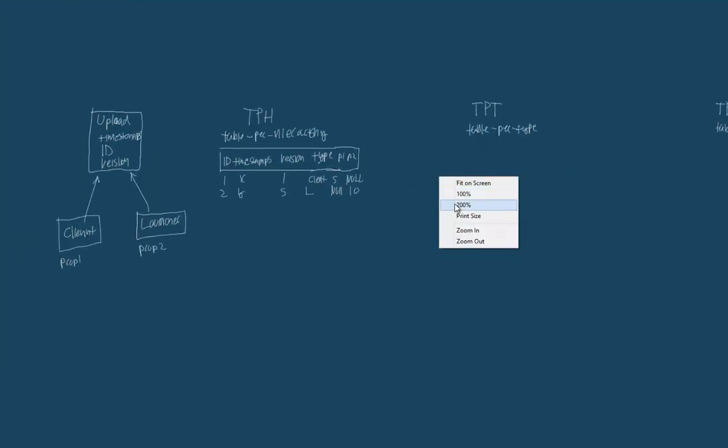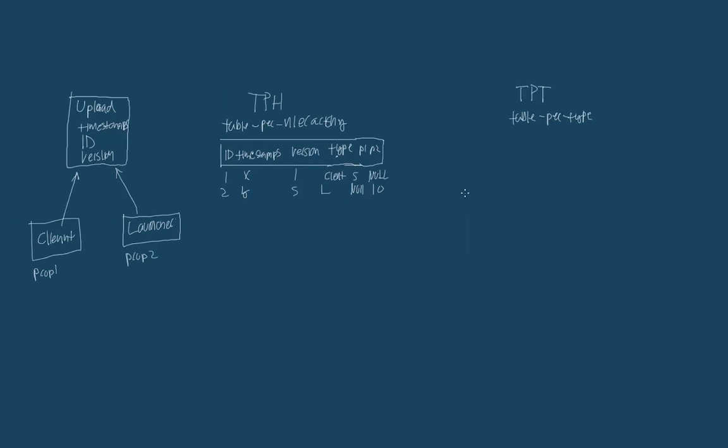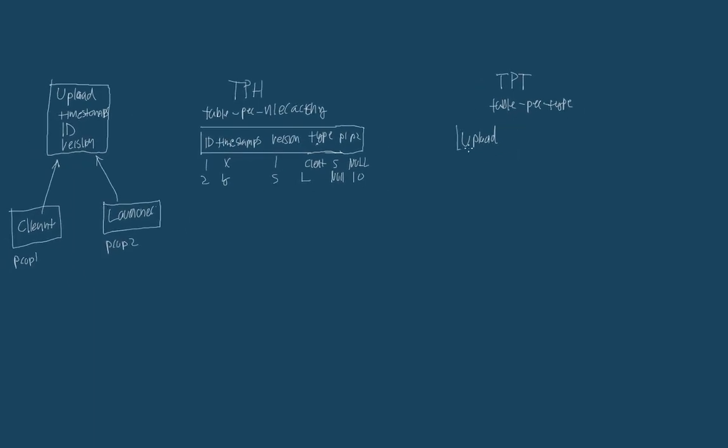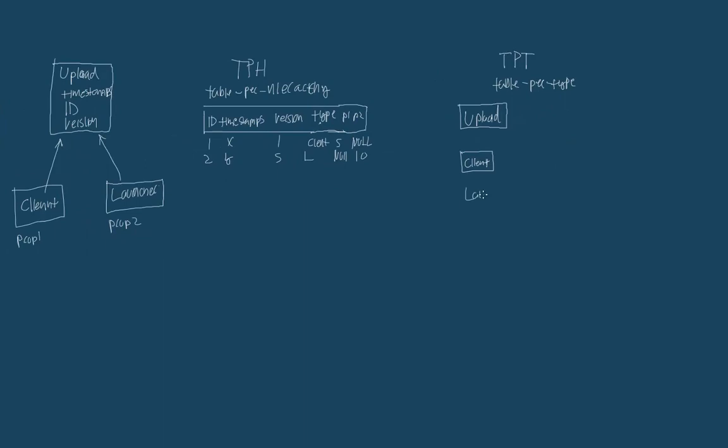Okay, so let's talk about TPT. TPT is table per type. Not surprisingly, there will be a table for every type in the hierarchy. Now, this also means the abstract types. So, for example, our upload, our client, and our launcher would all have their own tables. So, let's take a look at this. We will have an upload table, and the upload table will have all the upload properties on it. We'll have a client table, which will have all the client-specific properties on it, and then we'll have a launcher table.